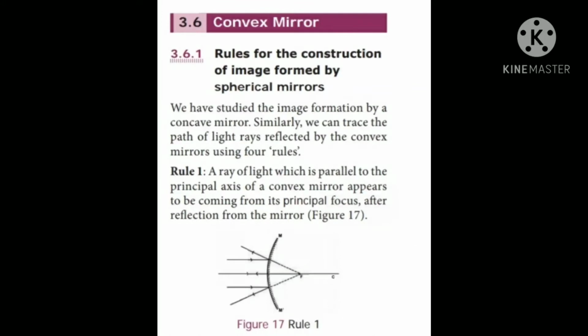Rule number 1. A ray of light which is parallel to the principal axis of a convex mirror appears to be coming from its principal focus after reflection from the mirror. So this means that before reflection, the ray of light will be parallel to the principal axis, but once the reflection takes place, this ray of light appears to come from the principal focus. So here the ray of light changes from principal axis to principal focus.